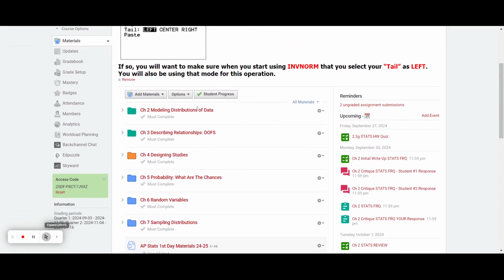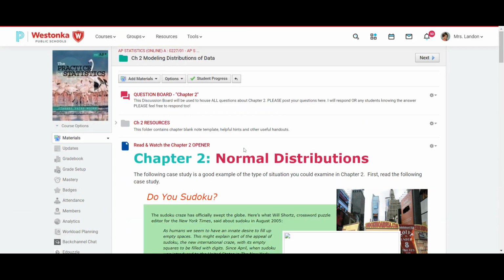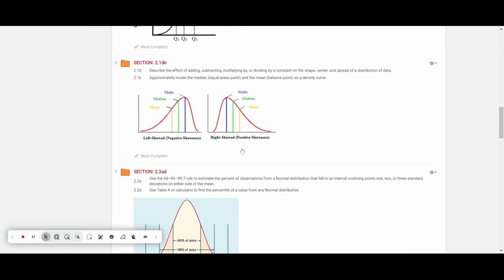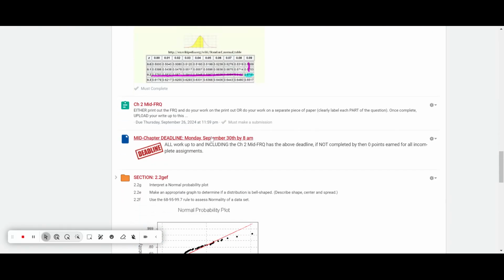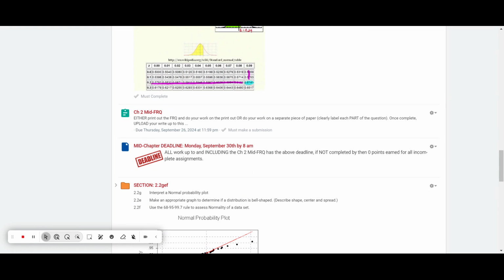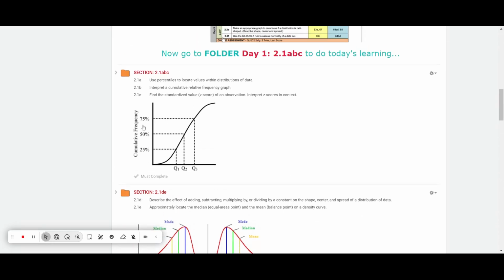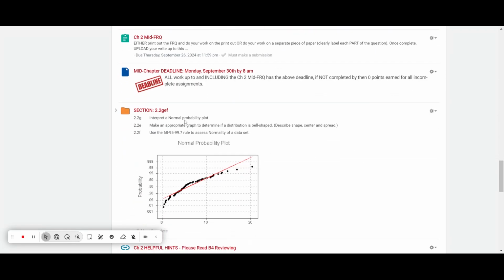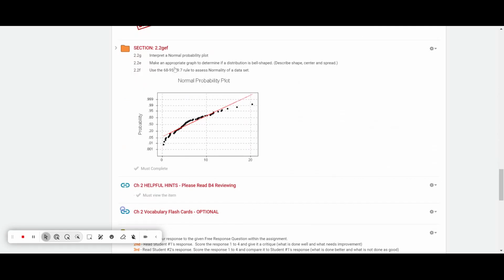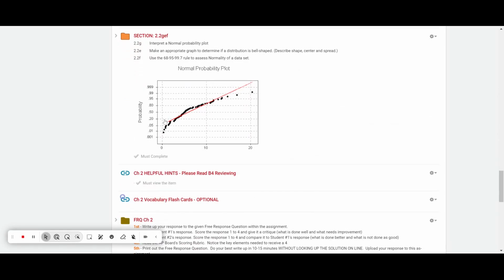Now, let's talk about the 2 deadlines this week. As chapter 2 is a very short chapter, we have our first deadline on Monday at 8 a.m. You need to have this mid-chapter 2 FRQ completed with all of the work prior to it. So that involves some of it from section 2.2 and all of section 2.1. So please make sure you meet that deadline. Later in this week, then, we're going to wrap up with just one more part of section 2.2.